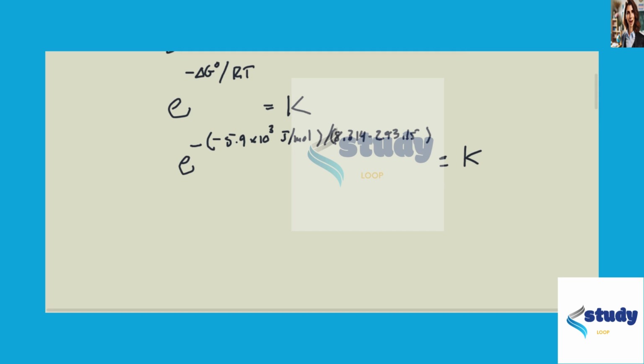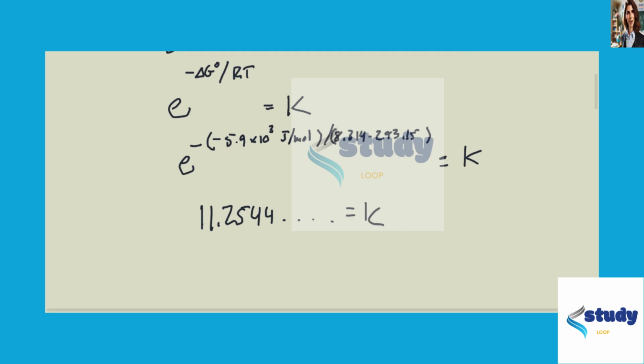Let's put this in my calculator. I see the exponential of 5.9 E3 divided by 8.314 divided by 293.15. Or you can put the division of the product of R and T in parentheses. Either way. And I get 11.2544. Okay.